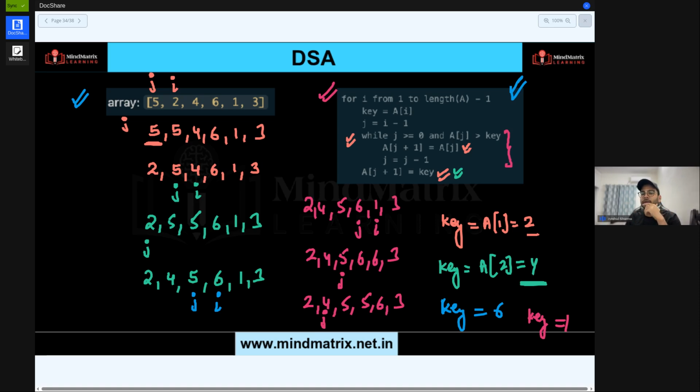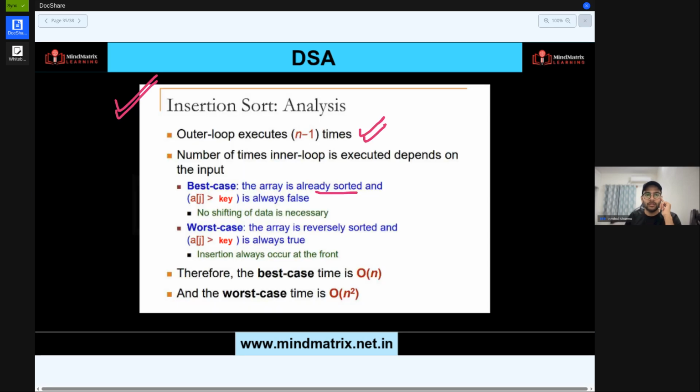You will keep on incrementing i. The condition of the while loop will always be false because the array is already sorted, right? So can I say in that scenario, in the best case, the time complexity will be order of n, right? Okay. So no shifting of data will happen, right?